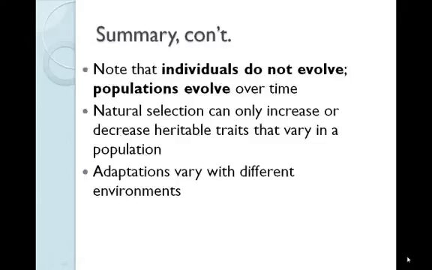There are a few things to note about natural selection and adaptation. Note that individuals do not evolve; rather, populations of organisms evolve over time. Also note that natural selection can only increase or decrease heritable traits that vary in a population. So if all organisms are the same for a given trait, for instance having black fur, then no natural selection can occur. And it should also be noted that adaptations vary with different environments. A trait that's beneficial in one environment, such as having a heavy coat of fur in a cold environment, might be detrimental in a different environment. The heavy coat might not be helpful in a warm tropical environment.